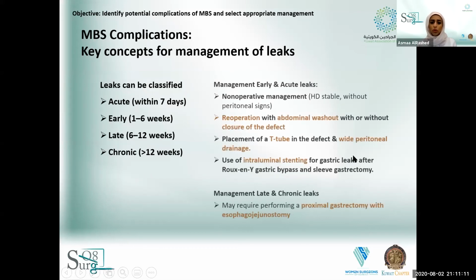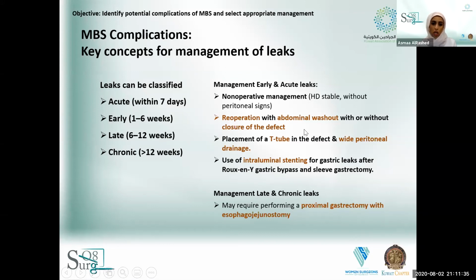These can be acute, early, late, or chronic. Acute is less than 7 days. Early is less than 6 weeks. Late is between 6 and 12 weeks, and chronic is more than 12 weeks. So for most patients who come in with early and acute leaks, if they are hemodynamically stable, maybe you can do non-operative management; maybe there's a collection, you're going to drain it, etc. But many will need reoperation.